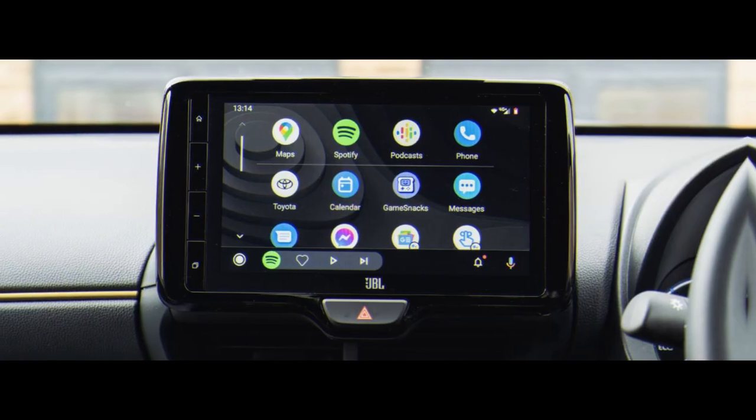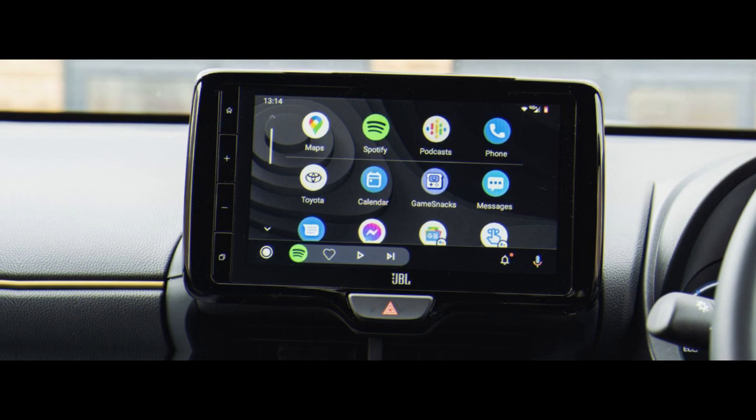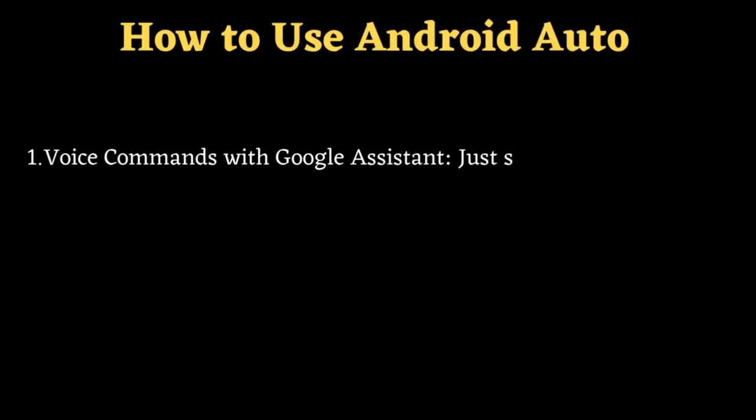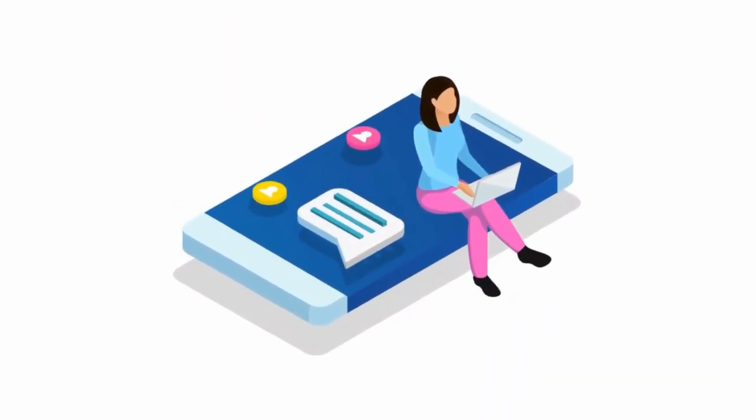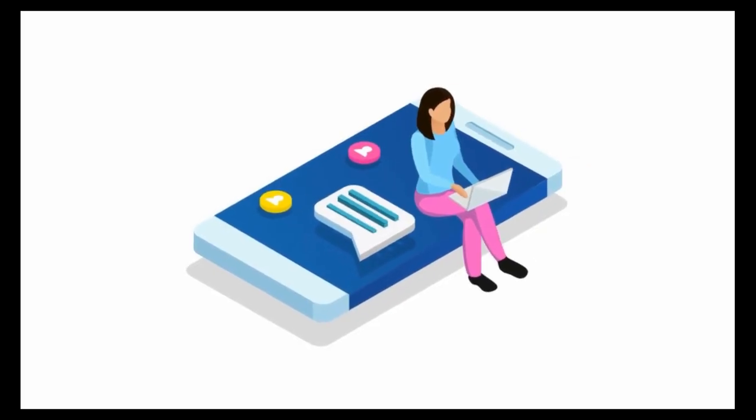How to use Android Auto. Once connected, your car's display will show a simplified version of your phone. Here's how to make the most of it. Voice commands with Google Assistant. Just say, "Hey Google," followed by your request. For example, take me to the nearest coffee shop. Play my road trip playlist.